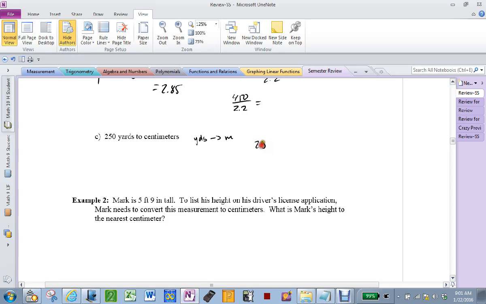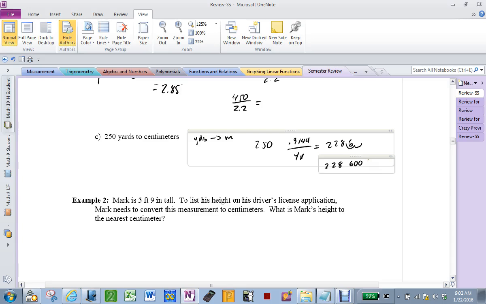So, I have 250 yards. I want meters. So it's 0.9144 meters over yards. When you do that multiplication, you get an answer of... Never mind, probably have my calculator out. Can't do that in your head, Myers. 228.6 meters. I want centimeters. So how many decimal places does it move from meter to centimeter? 2. 1, 2.